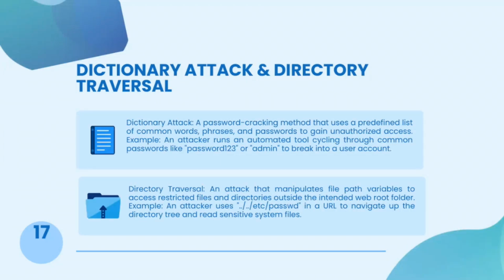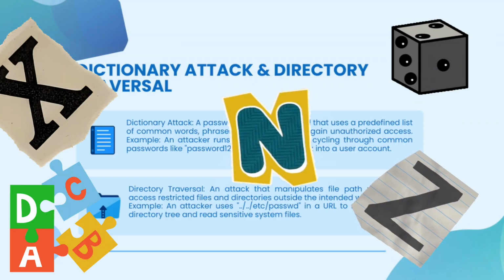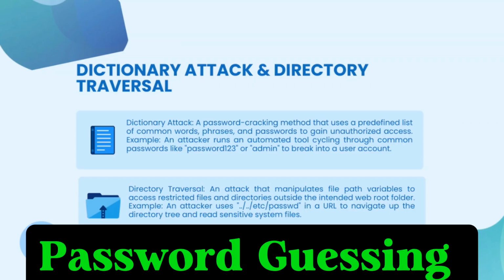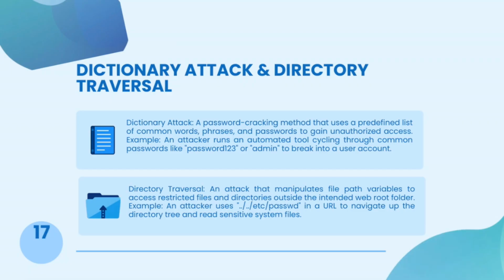Let's talk about 2 common attack methods that target system security. First, directory traversal. This is when an attacker tricks a web application into revealing files outside its normal boundaries. They might use something like ../ sequences to climb up the folder tree and access sensitive files. Then there's the dictionary attack, a method where attackers try a long list of common passwords, hoping to guess the right one and break in. Both rely on exploiting predictable patterns, making strong defenses essential.